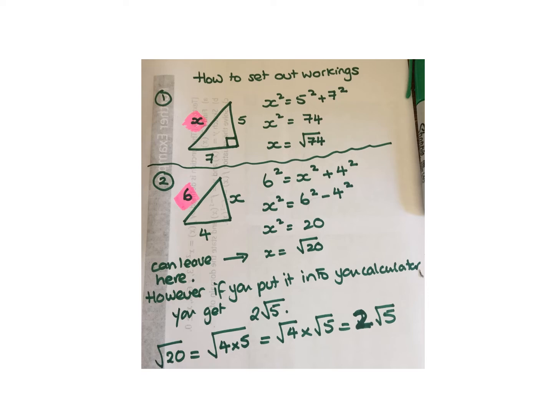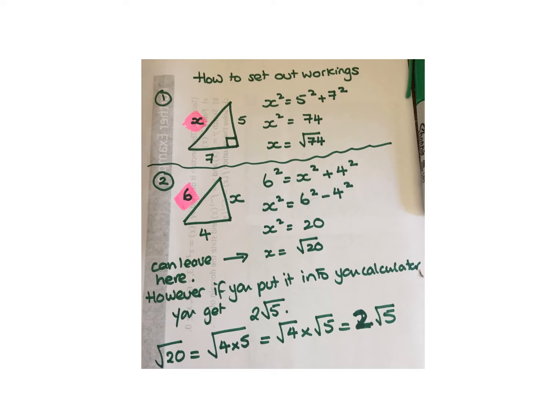If you put root 20 into your calculator, you would get 2 root 5. And what the calculator has done is said, oh, 20 is 4 times 5. I can split that up into 2 surds multiplied together. And if I square root 4, I get 2. So my answer is 2 root 5. Notice we haven't bothered to leave a multiplication sign there, so that's gone. The 2 in front of the square root means it's 2 times the square root of 5. You do not need to worry about this last bit here.